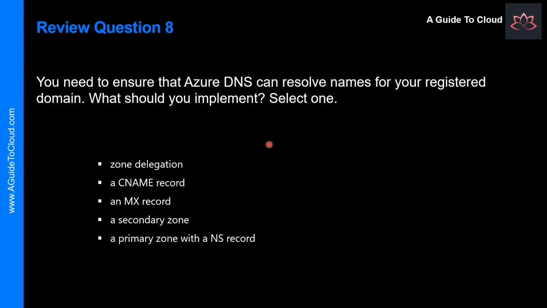And the correct answer is zone delegation. Once you create the DNS zone in Azure DNS, you need to set up NS records in the parent zone to ensure that Azure DNS is the authoritative source for name resolution for your zone.